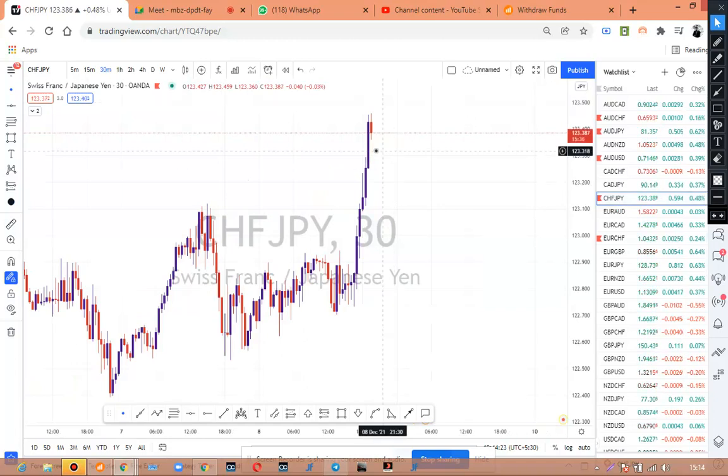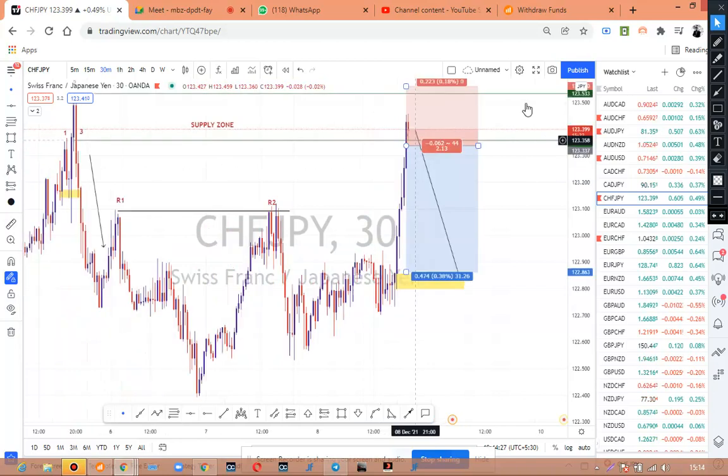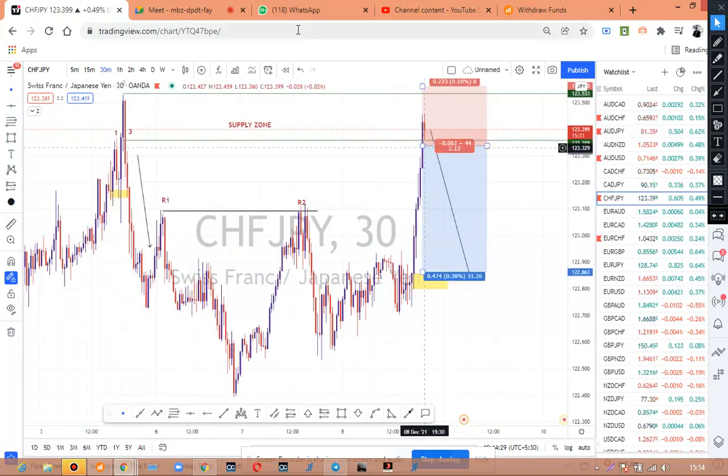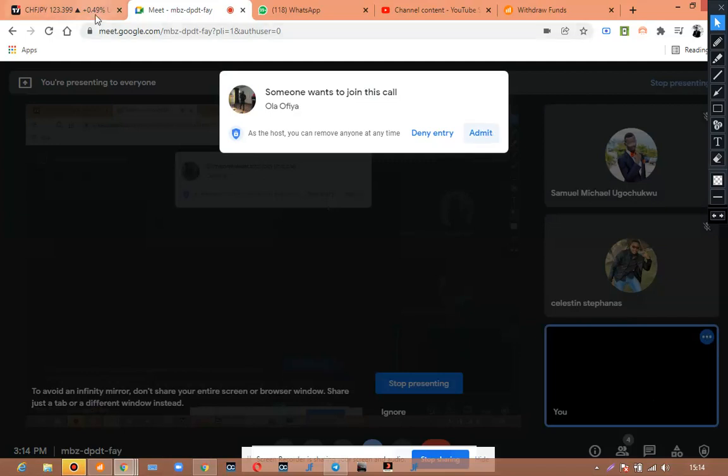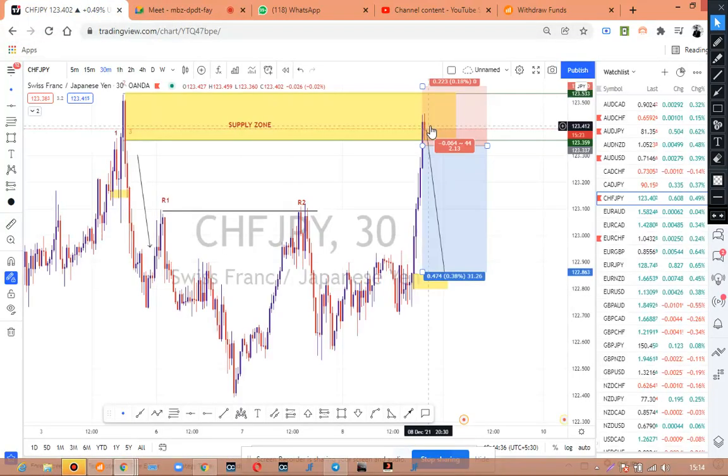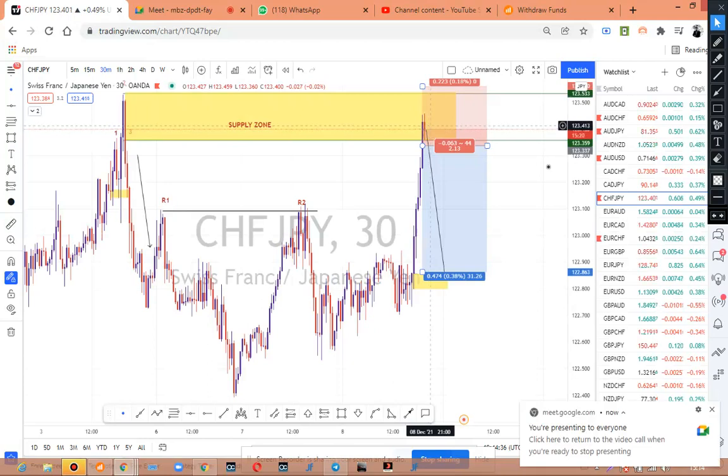I think CHFJPY is also going down. Okay, CHFJPY is also going down. So once the price gets close to the entry level, you should expect the market to reverse. Now, let me show you the analysis I made. How did I come up with this analysis?